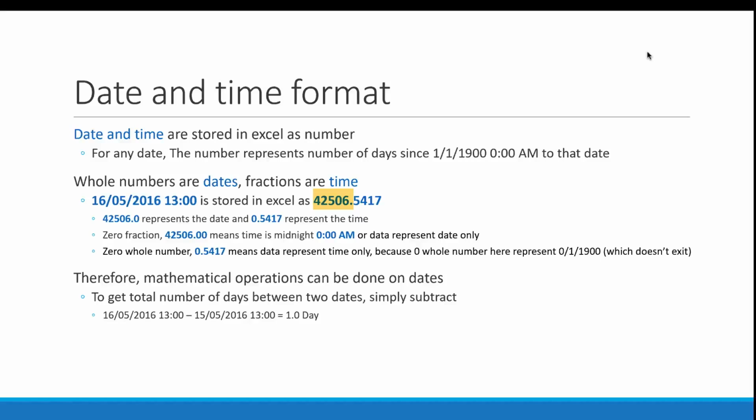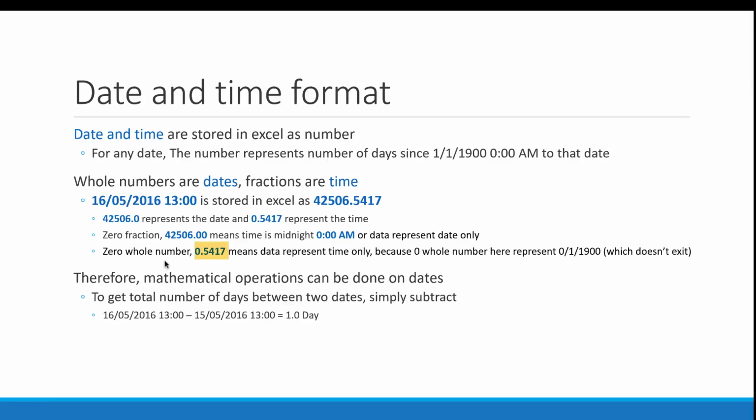Now the whole number here represents the serial number for 16 of May 2016. The fraction here represents the time, and the fraction is a fraction of 1 day. So 0.54, which is slightly over 0.5, which is half a day, represents 1 o'clock, 1 p.m. When you have zero fractions in a serial number that refers to a certain date, it means that the time is actually midnight, or the data represents date only.